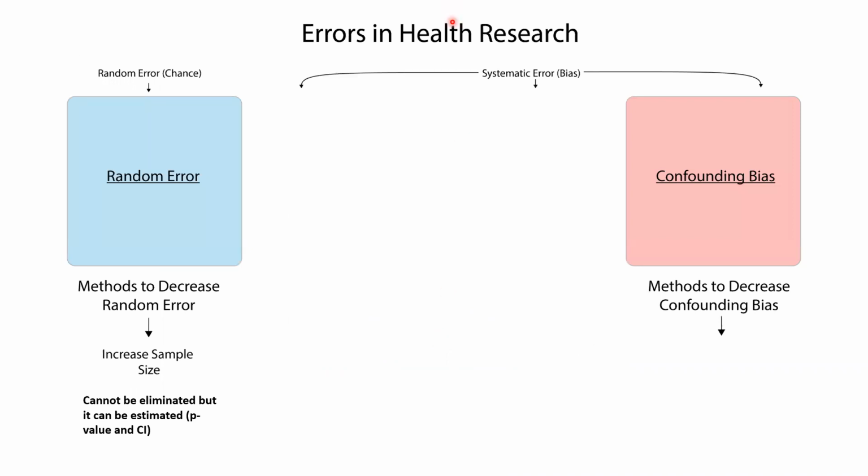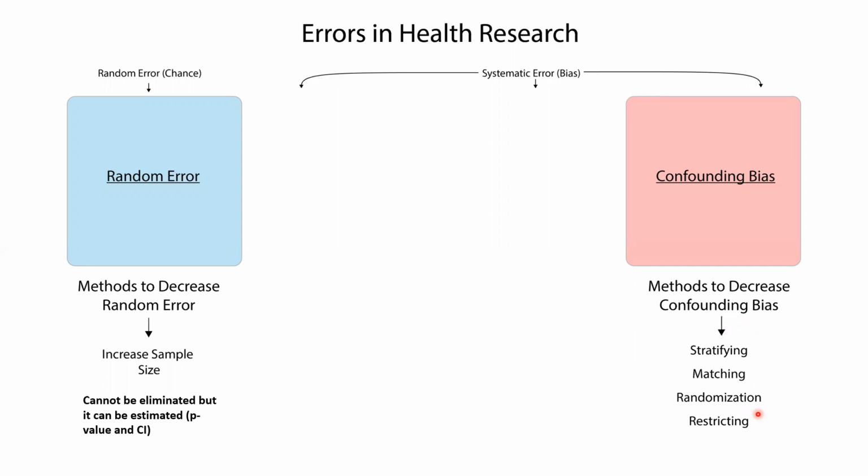But just to continue with this slide. When we talk about error in health research, we talked about random error, and we said that the way to decrease it is by increasing sample size. Now for systematic errors, we have confounding bias, and the methods to decrease it, we already discussed last time. It's stratification, restriction, matching, or randomization in case we can do an RCT.